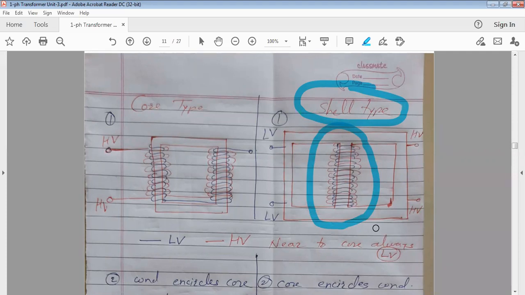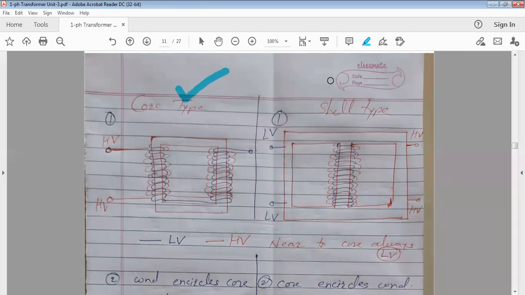Only on central limb. That is the difference between core type and shell type.